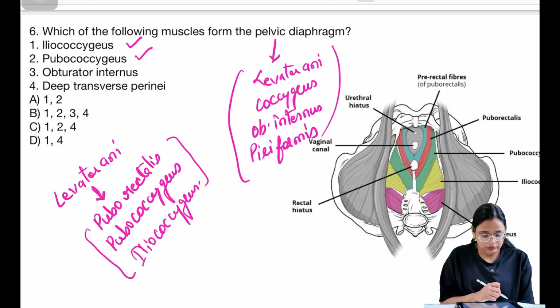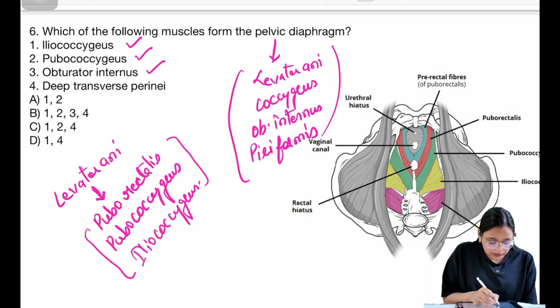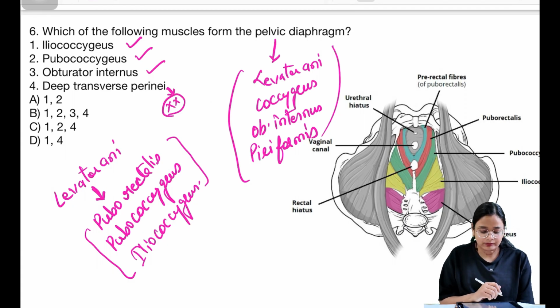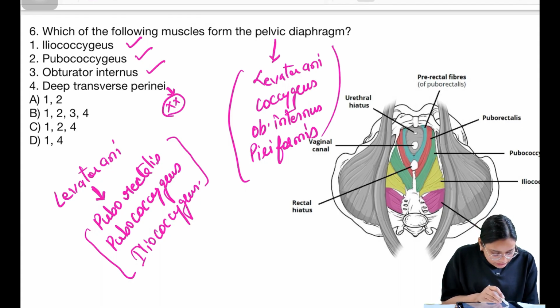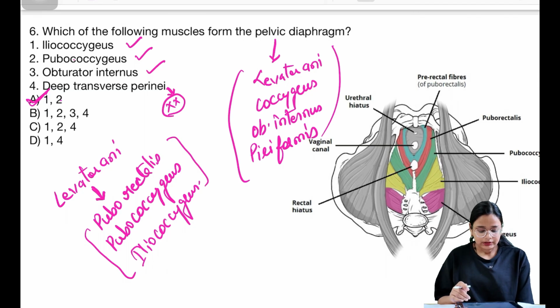Pubococcygeus is correct, it is also involved. Obturator internus is also involved. Only this deep transverse perineum is not involved in the formation of, or is not a muscle of, pelvic diaphragm. It is mainly present in deep perineal pouch. Okay, so we will check first two, 1 to 4. So the correct answer will be 1, 2. A will be the correct answer.